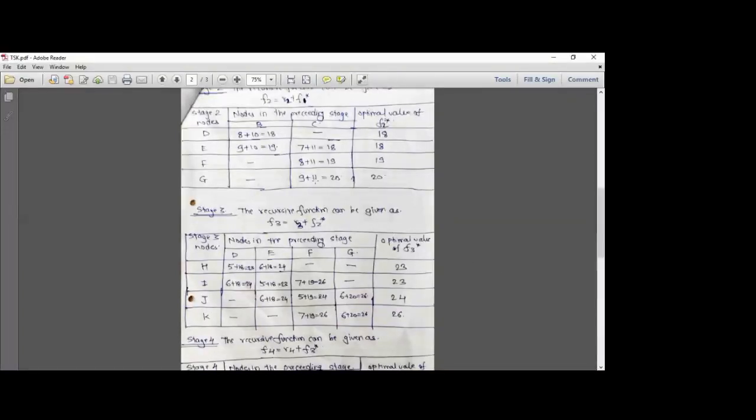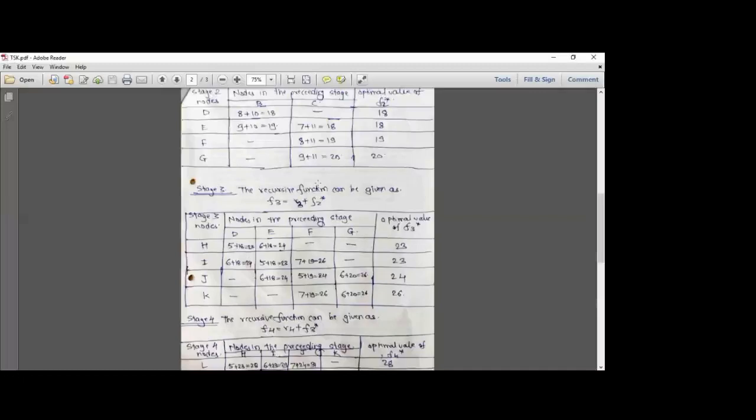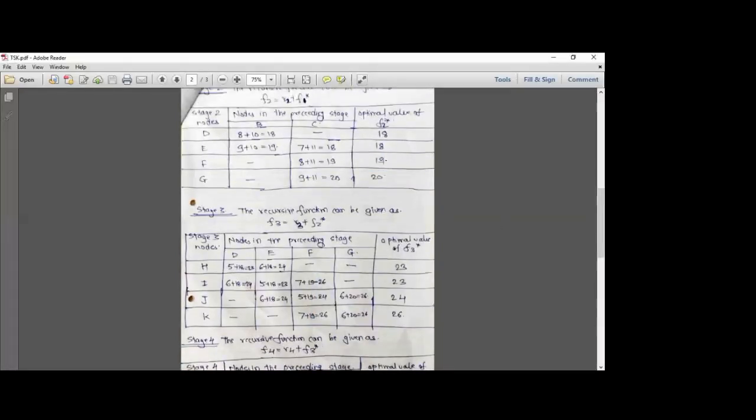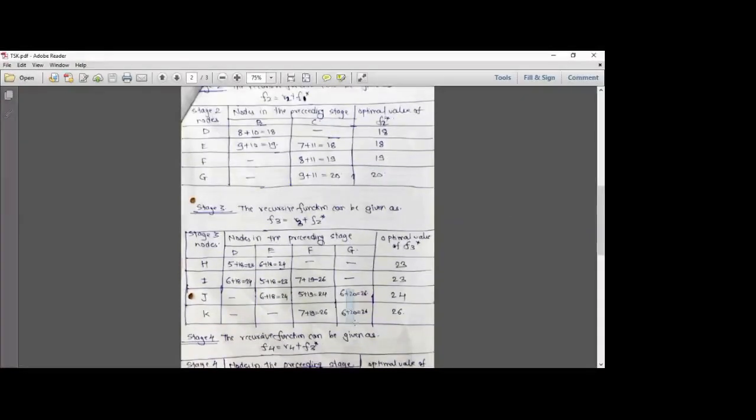Nextly, for E node, the 18 is the value. So here also you can see we have put 18, 18, 18. For F node, the F2 star value is 19. So we have put 19, 19, 19 here, right? And for G, it is 20. So here you can see it is 6 plus 20 and 6 plus 20, that is 26.